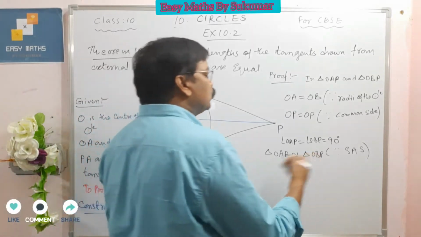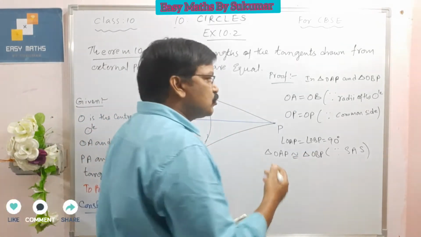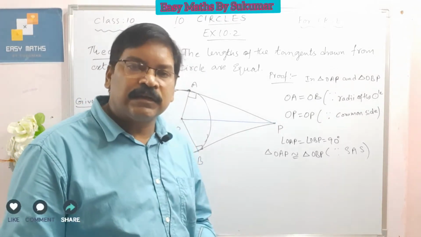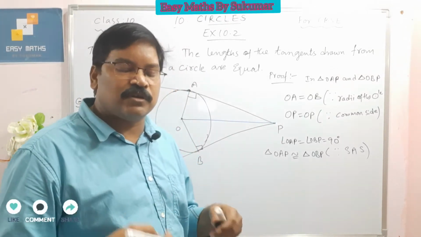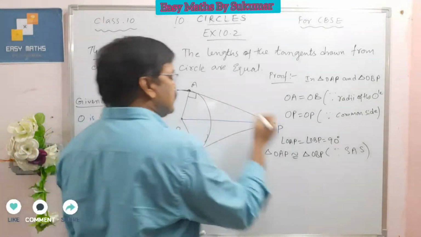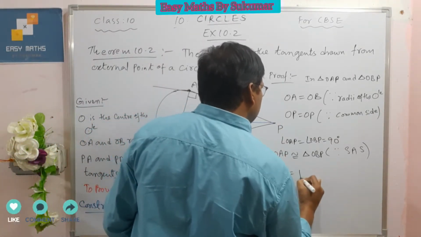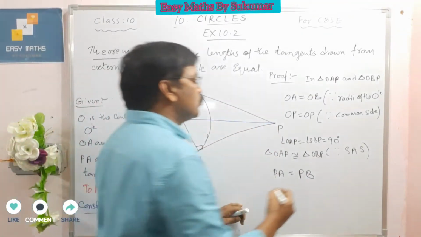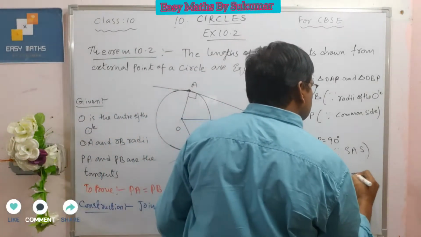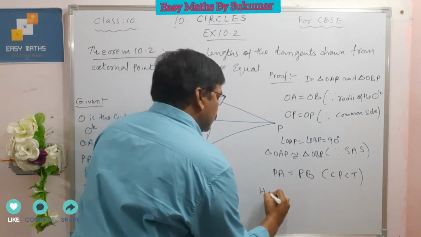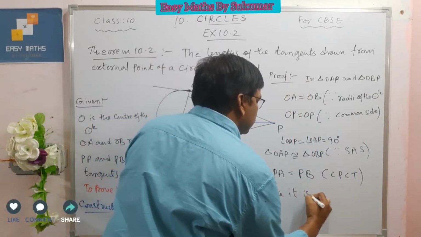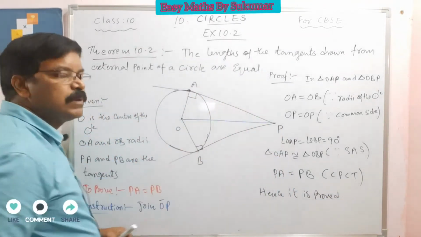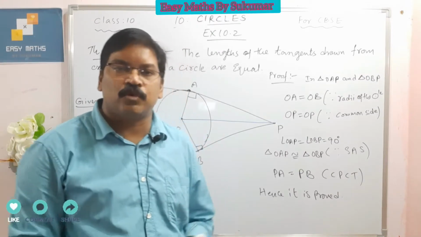Whenever the two triangles are congruent, according to the CPCT, corresponding parts of congruent triangles are congruent. That means here PA is equal to PB. This PA and PB are equal according to the CPCT, right? Therefore, hence it is proved. So that means PA and PB are the tangents drawn from the external point of a circle.